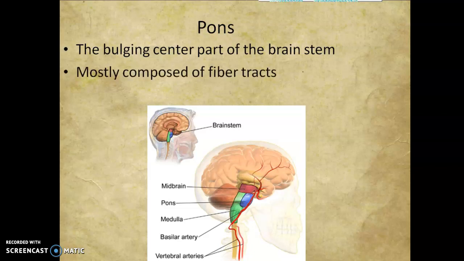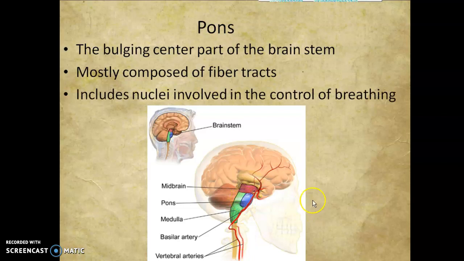Now, your pons is important because it consists of fiber tracts, since it's coming from the spinal cord into the brain, so it makes sense that there are a lot of these fiber tracts going through it. It is going to be primarily responsible for the control of breathing.